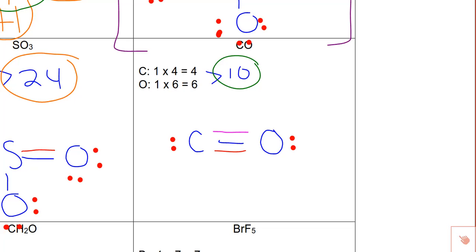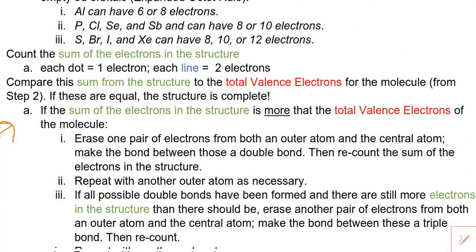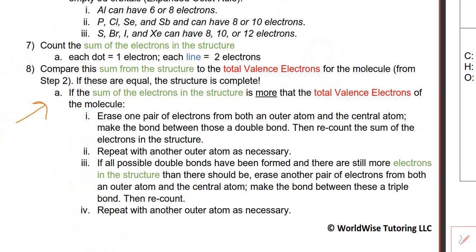6 and 4 adds up to 10, and now my structure is complete. So here in this phase of creating the Lewis dots, I say here that if you end up with a sum that's more than the total you should have, you have to erase and create a double bond, recount. You got to keep going, and if you run out of places to make a double bond, you have to erase and make a triple bond. That's what we say here.